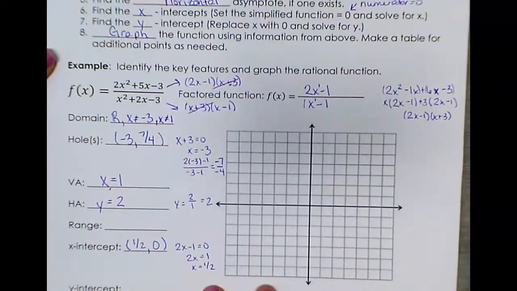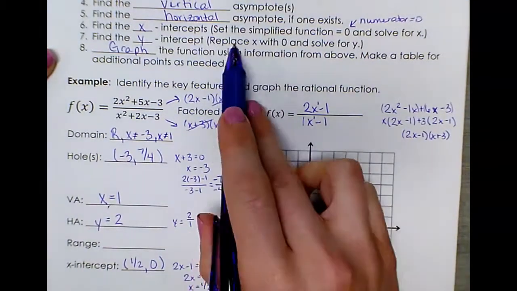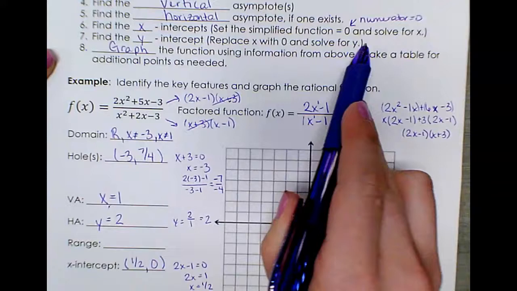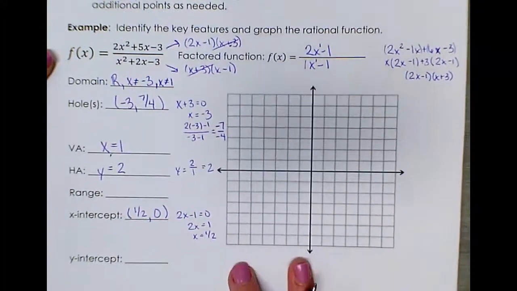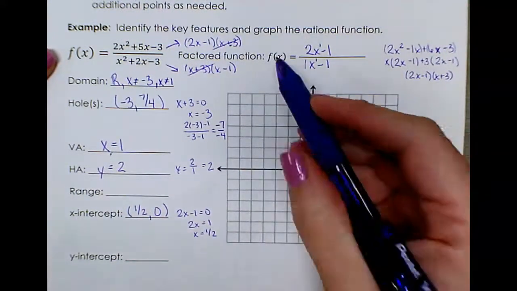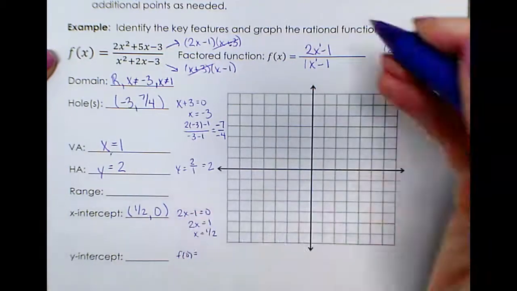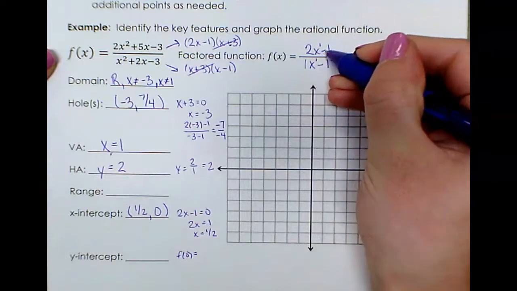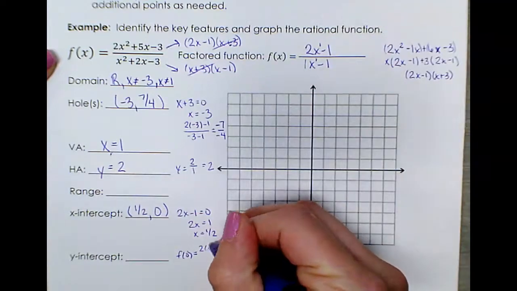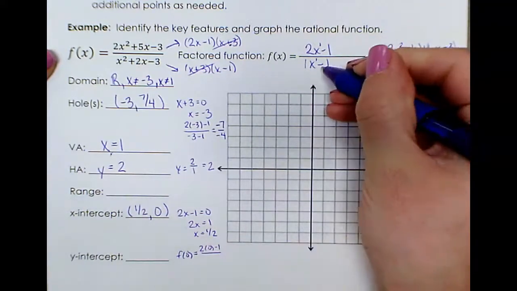The y-intercept comes from replacing x with 0 and solving for y. So I'm going to take f of 0. I'm going to set it equal to 2 times 0 minus 1 over 0 minus 1.